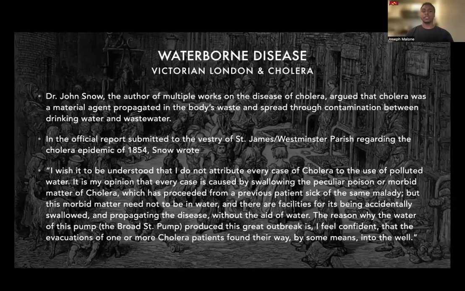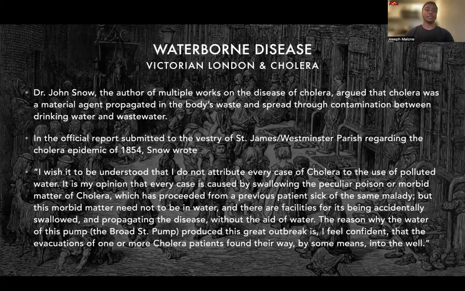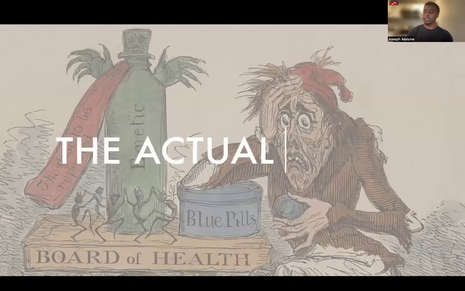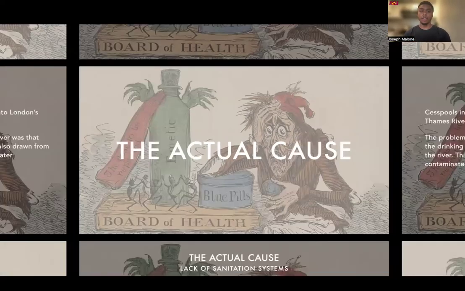So, waterborne disease. Dr. John Snow, the infamously known Dr. John Snow, comes on the scene in 1854. He writes in the official report to the St. James Westminster Parish that he believes that cholera was propagated in the body's waste and spread through contamination between the drinking water and the wastewater. And so this actually is very interestingly confirmed later on.